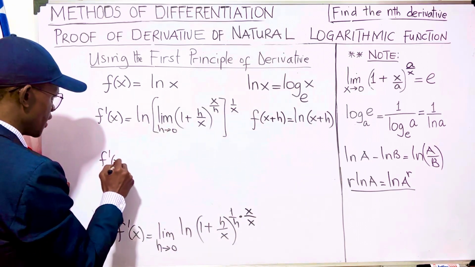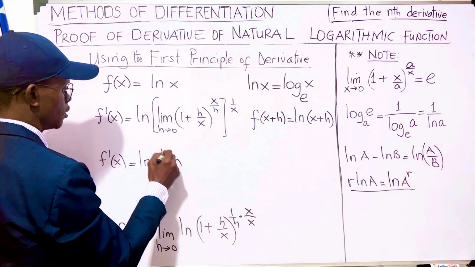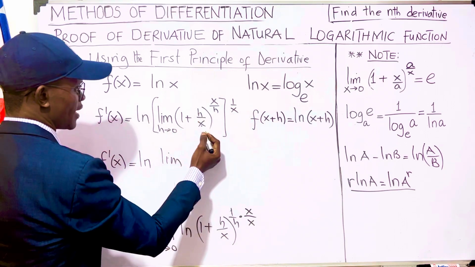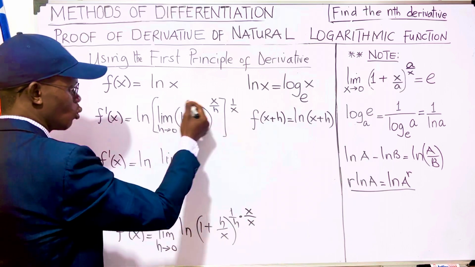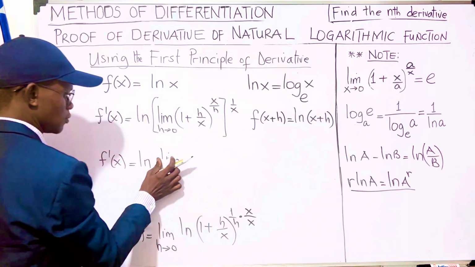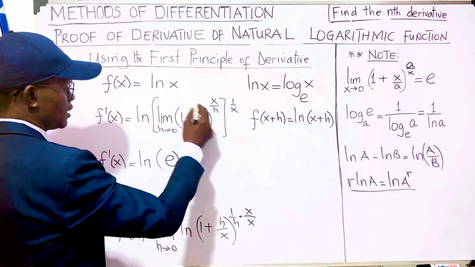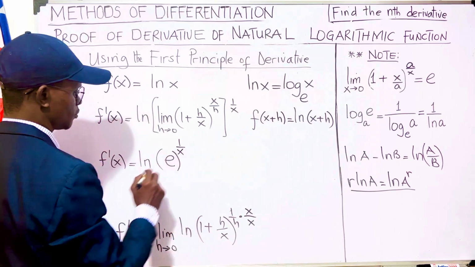So we have f prime of x now equals the limit of (1 plus h over x) raised to the power x over h. As h approaches 0, this whole thing is just equal to e. So we just have this to be our e, but this is raised to the power 1 over x. So it's 1 over x.